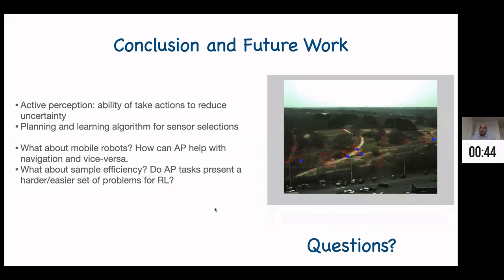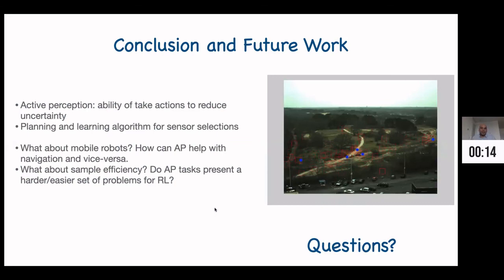I presented results on a sensor selection task, but what about navigation? What if we have a mobile robot? And what if having that mobility violates the property of submodularity? How can we answer questions like those? How can an agent help its navigation with active perception? And can learning to navigate or knowing better navigation help an agent perceive its environment better?